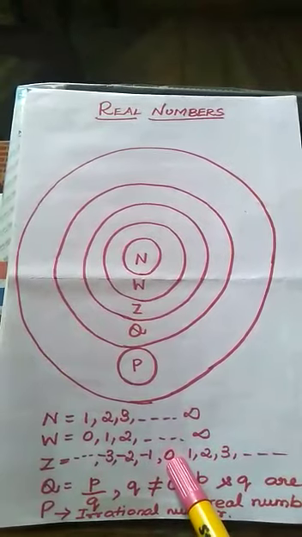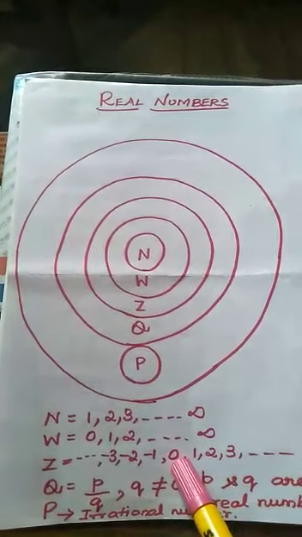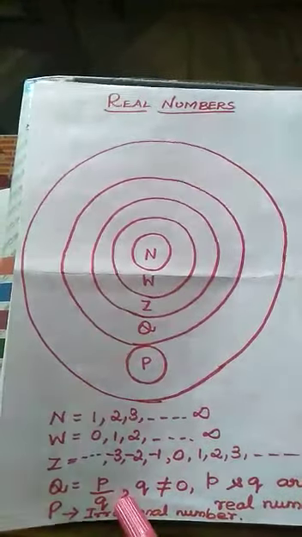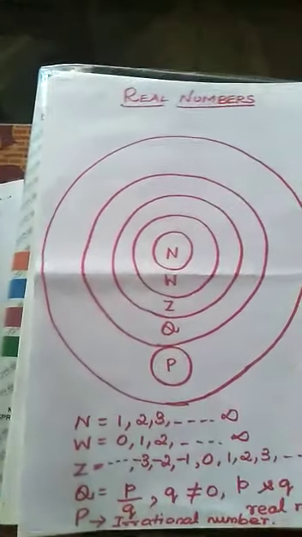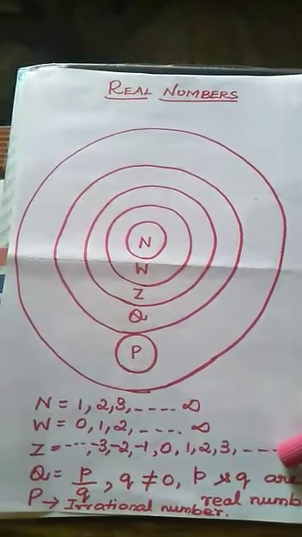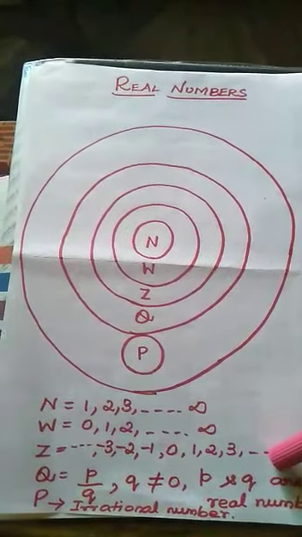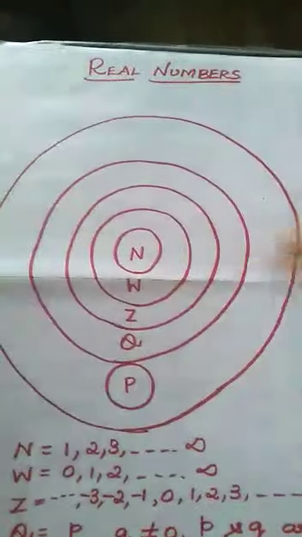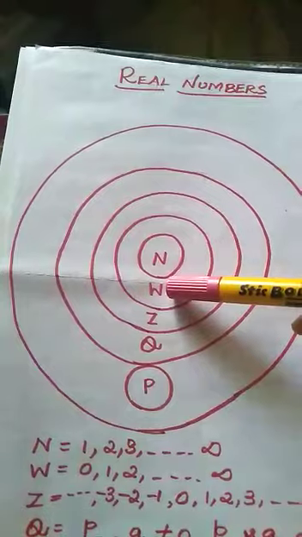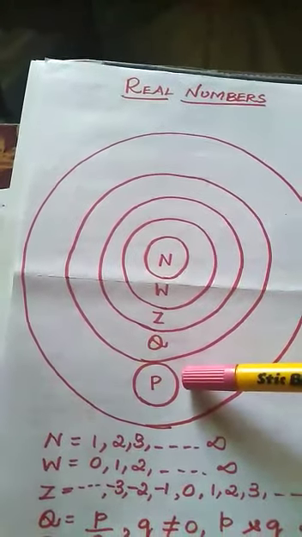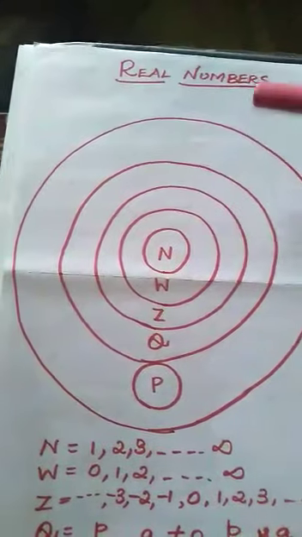And the very important one is rational numbers. What is a rational number? A number which can be expressed in the form p by q is called a rational number. The denominator q is not equal to 0. P and q are real numbers. This is actually a rational number. The next one is irrational numbers. So the first is natural numbers, then whole numbers, then integers, then rational numbers, and the separate part is irrational numbers. All these numbers together are called real numbers. Okay.